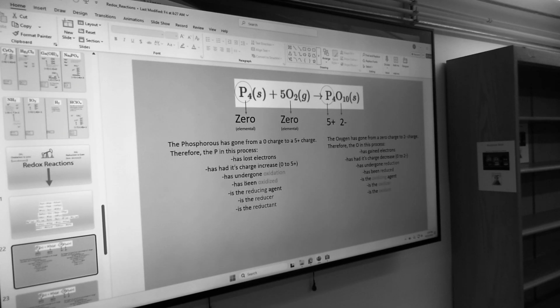It has gained electrons. You can also say it has had its charge decrease from 0 to -2 due to getting those negative charged electrons. You can say it has undergone reduction, its charge is reduced. It has been reduced, but you can also say it is an oxidizing agent because it can facilitate oxidation in something else. Because it's able to accept electrons, it can sort of force something else to give up its electrons. So the oxygen here can be seen as the oxidizing agent.